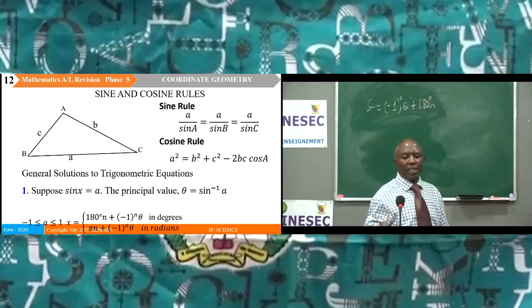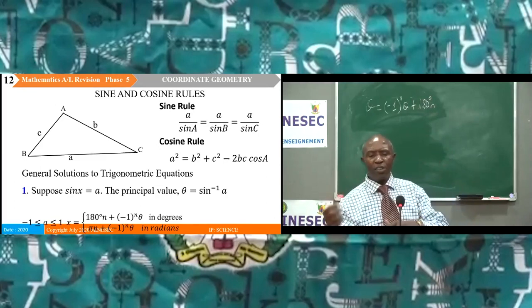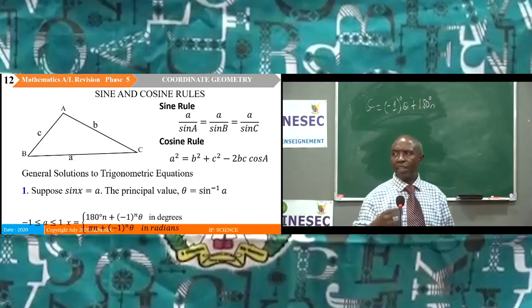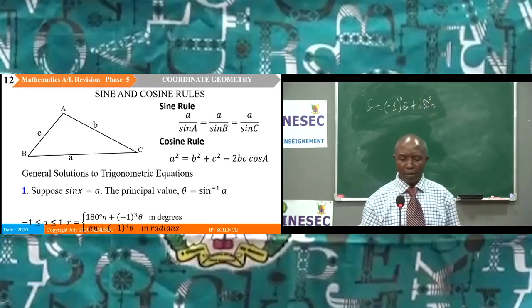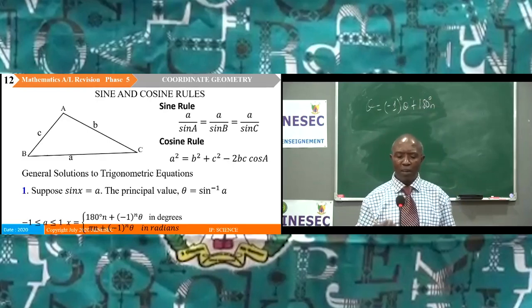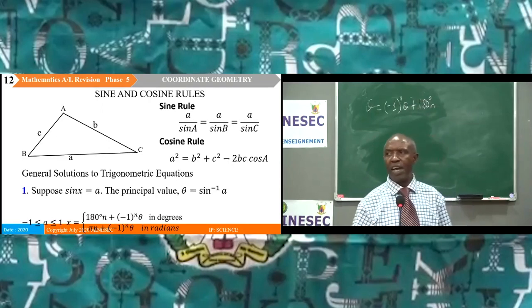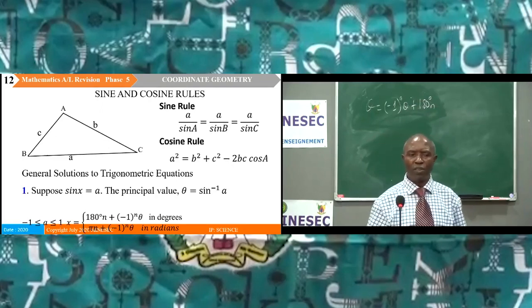It can be written as either this or 180 degrees n plus negative 1 to the power n theta, where theta is the angle we have obtained, and that angle is called the principal value. And in radians, you have it as you see on your screens.